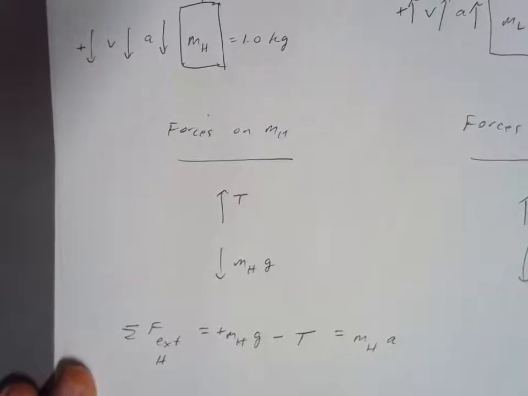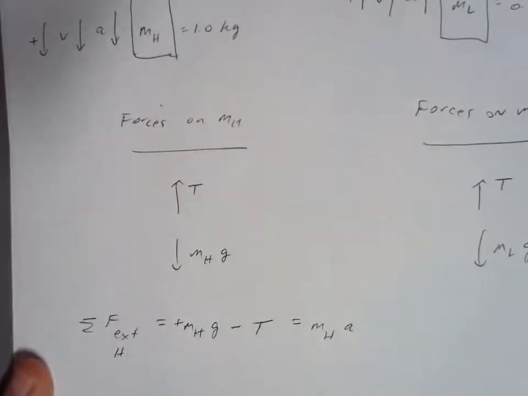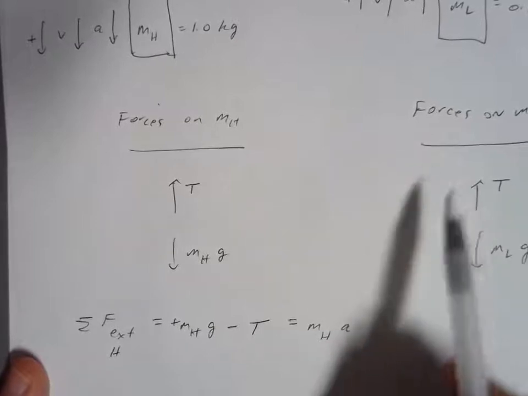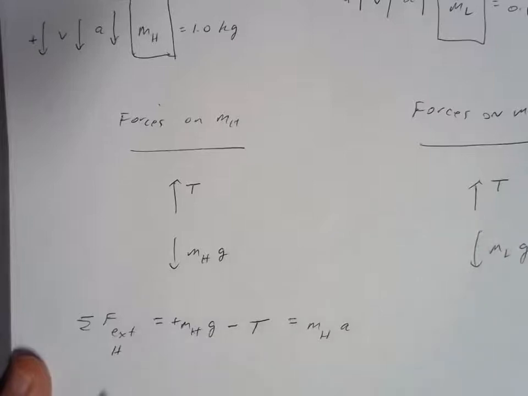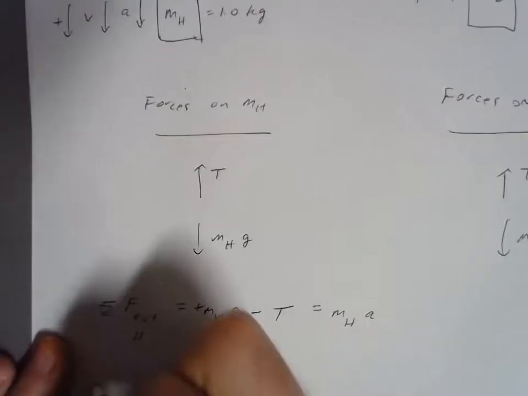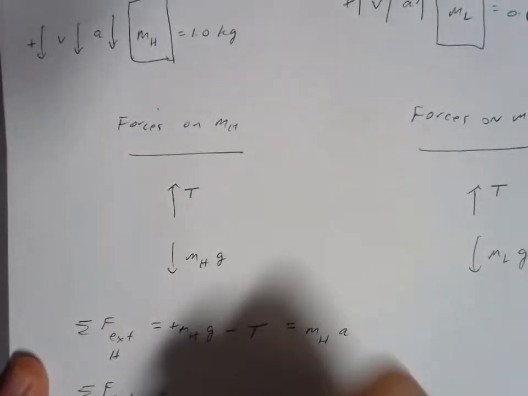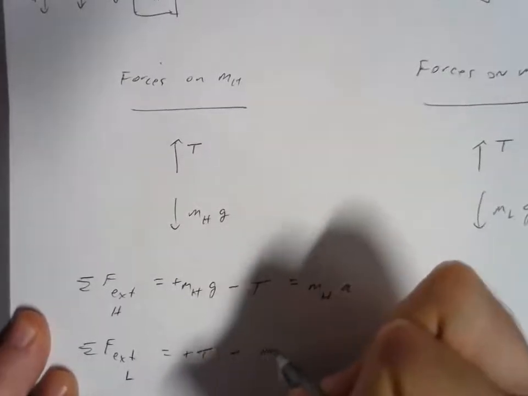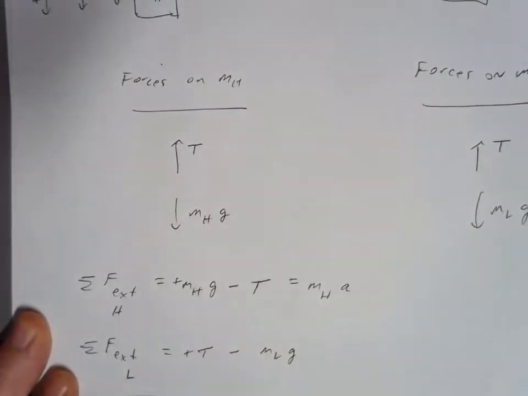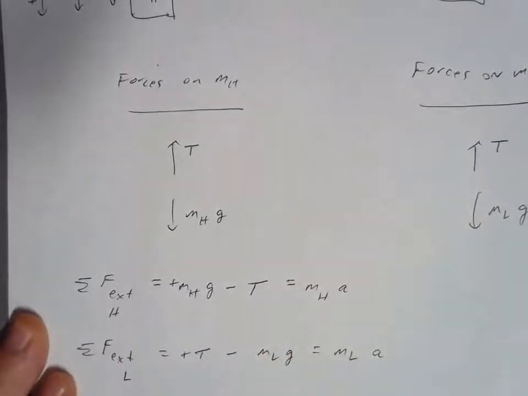Now, I'm going to show you an algebra trick whenever we have two or more net force equations. We're going to write the net force equation for the other object, and you'll see why. I'm going to put it directly underneath the net force equation for the first one. So I'm going to write the net external force on the light object. That will equal T with the plus sign, minus m light g from his force diagram. All that must equal m light times a.